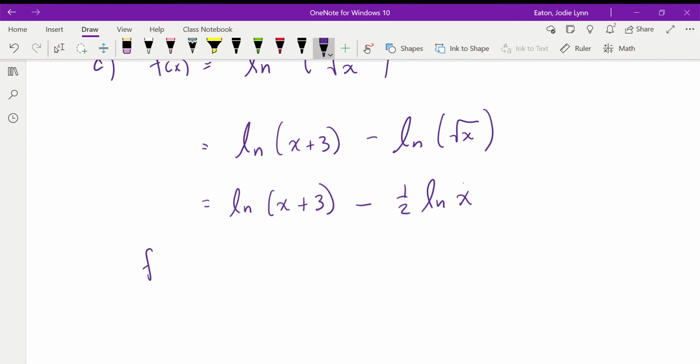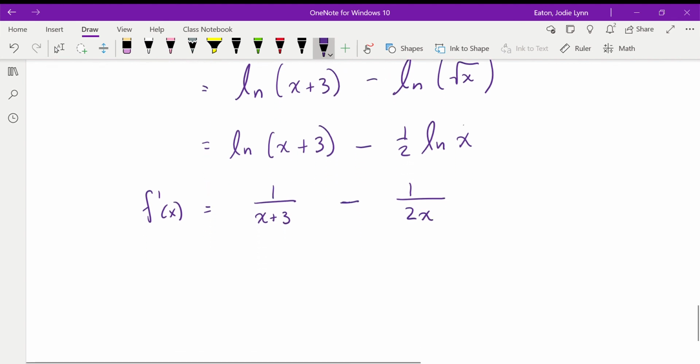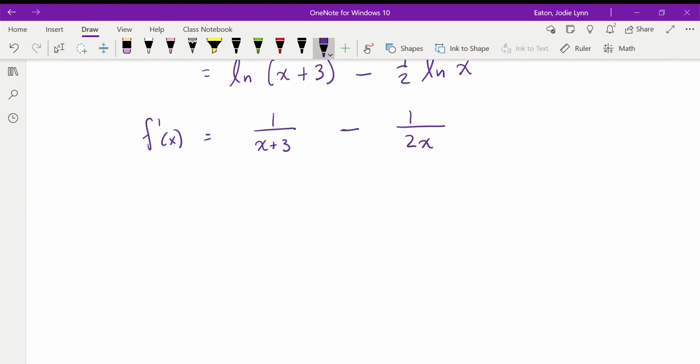So now we can take f prime of x, knowing that both of our inner derivatives are just 1. And so that is 1 over x plus 3 minus 1 over 2x. And that makes that relatively simple. And if you had used the chain rule, you would have wound up with something a little bit more complex. Or if you'd used the quotient rule to begin with, chain rule and then quotient rule.